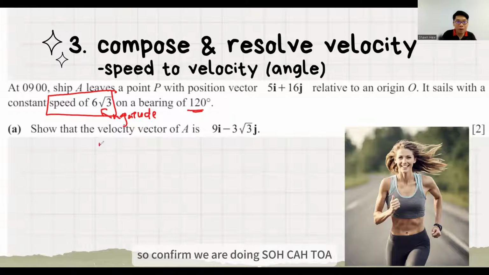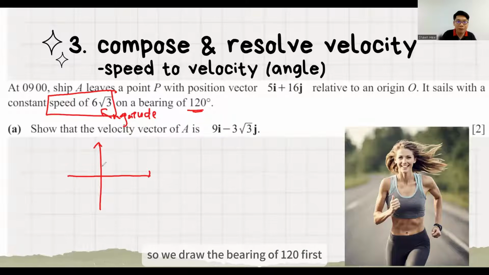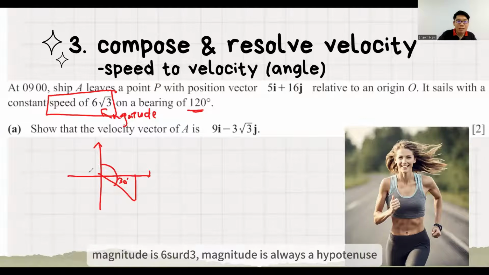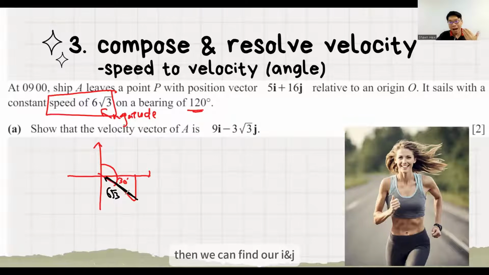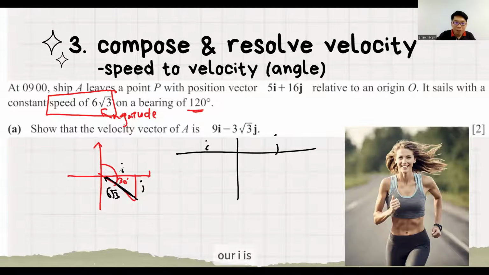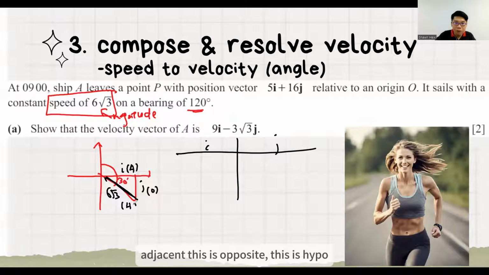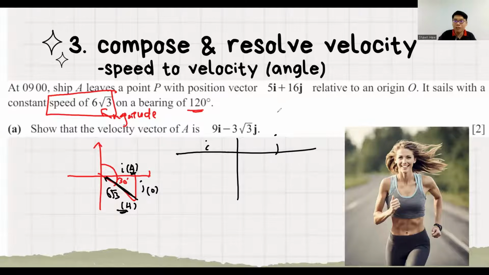So we are confirming we are doing this with a diagram. So we draw the diagram of 120 first. Here is 90, here is 30. The magnitude is 6 root 3. The magnitude is always the hypotenuse. Then we can find our i and j. So our i is move left, right. So this is our i, this is our j. Our i is adjacent, this is opposite, this is hypotenuse. So to find i, it is adjacent over hypotenuse, cos.